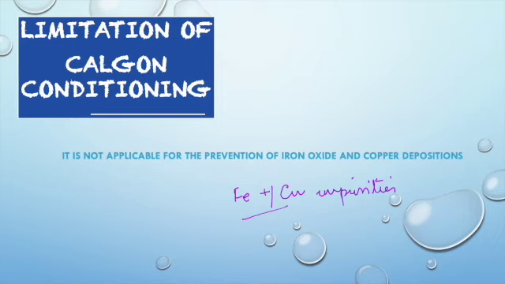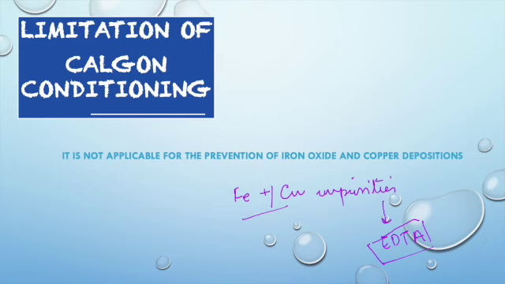So there's a remedy to that also. In such cases, where iron oxide and copper depositions can take place or these salts are present in water, they can be prevented by adding EDTA. If you remember, EDTA is very good at making complexes with iron and copper. These can be prevented by addition of EDTA or the sodium salt, disodium salt of EDTA, to the boiler water.